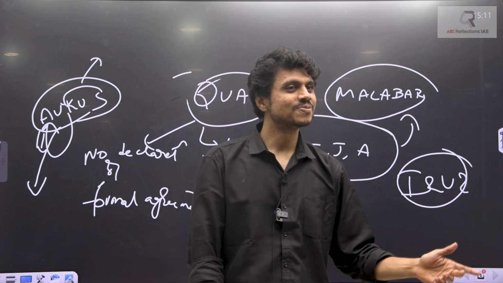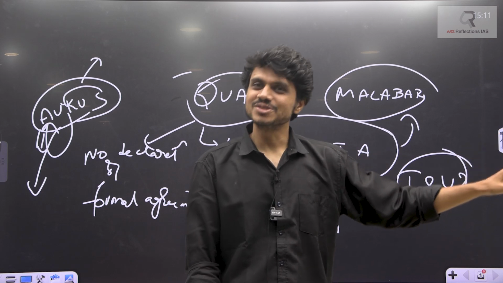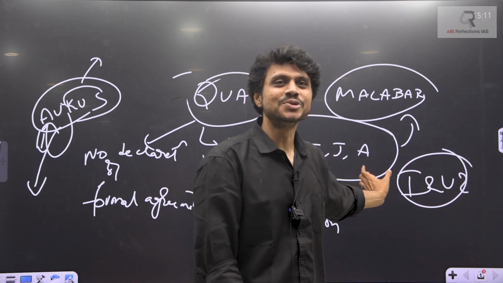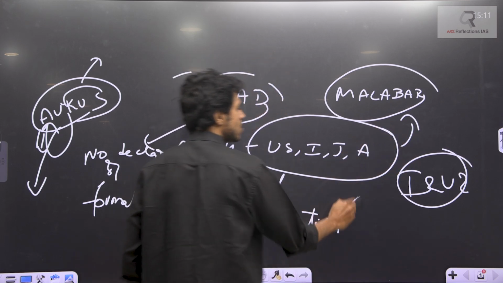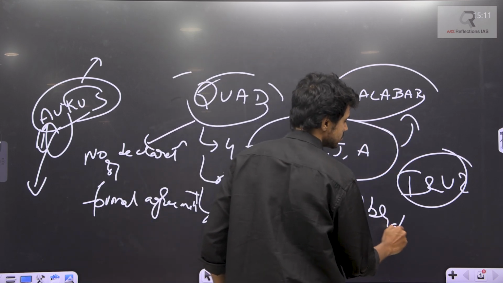So we are part of all the groupings. The China-led grouping SCO, we are also part of BRICS. We are also part of AUKUS, I2, U2, everywhere. Okay, so we have also discussed the Abraham Accords. What are these Abraham Accords?